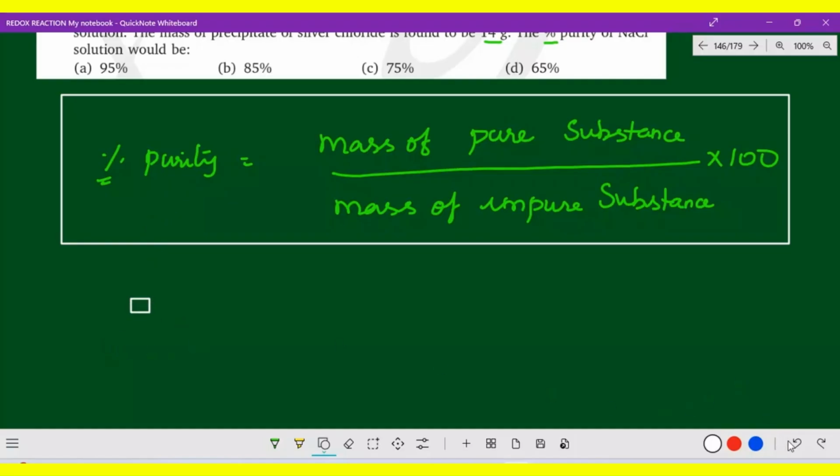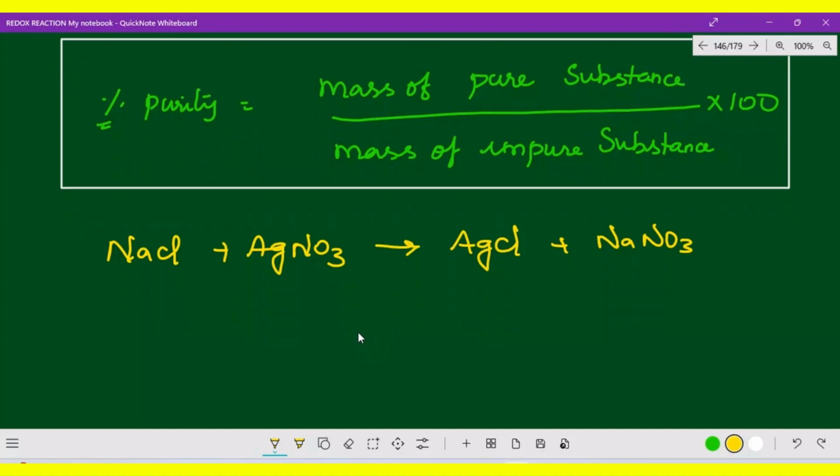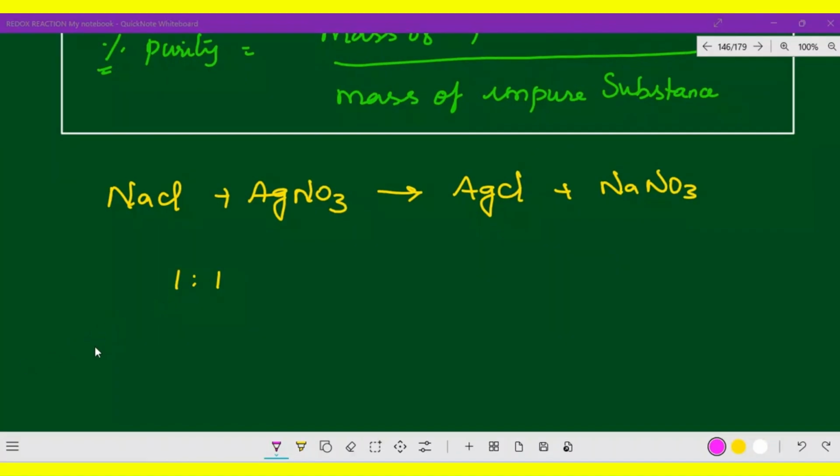So here sodium chloride is treated with silver nitrate, AgNO3. So you will get AgCl plus NaNO3. Is it balanced? Yes, it's balanced. So the mole ratio is 1:1. 1 mole of sodium chloride reacts with 1 mole of silver nitrate. It gives silver chloride plus sodium nitrate. Right, a displacement reaction. Here we have to identify the moles of AgCl.